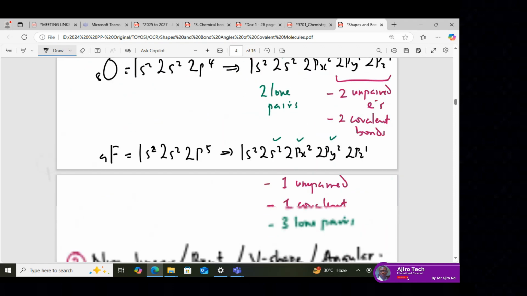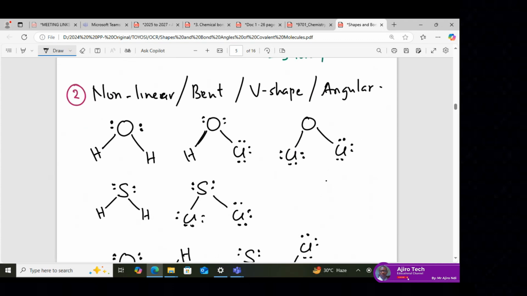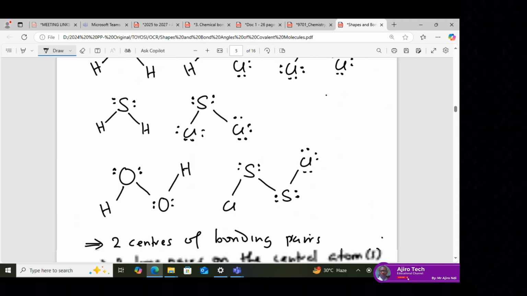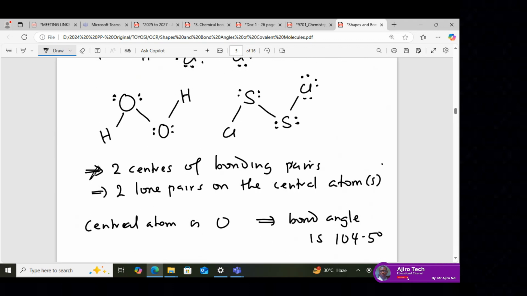So that's gone. So let's go for number 2 now. Non-linear or bent or V-shape or angular. The perfect example of that is water. So what's the condition now? Read it. Look at the condition. Two centers of bonding pairs and two lone pairs on the central atom.